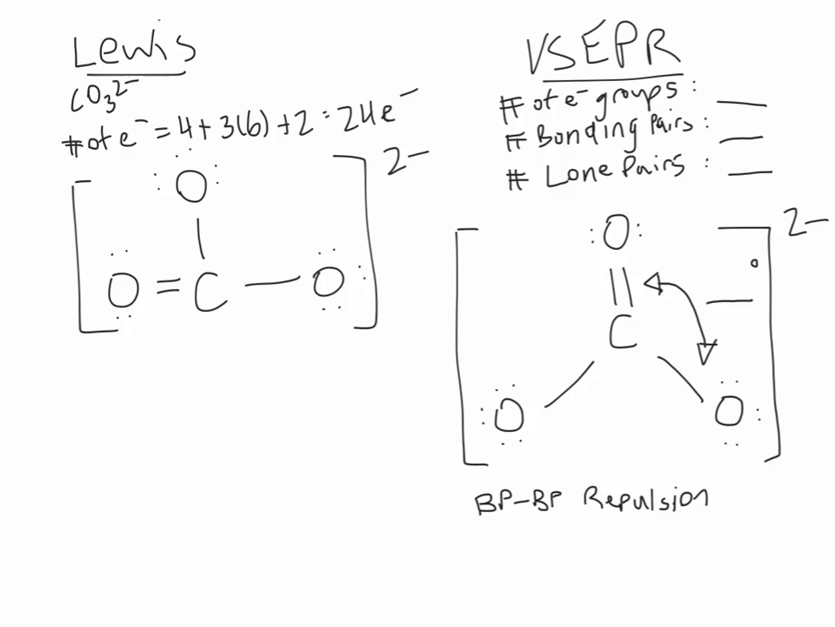The molecule we are doing is CO3 2-, and we're going to start by drawing the VSEPR structure. So the first step in drawing the VSEPR structure is to identify how many electrons are in the Lewis structure.